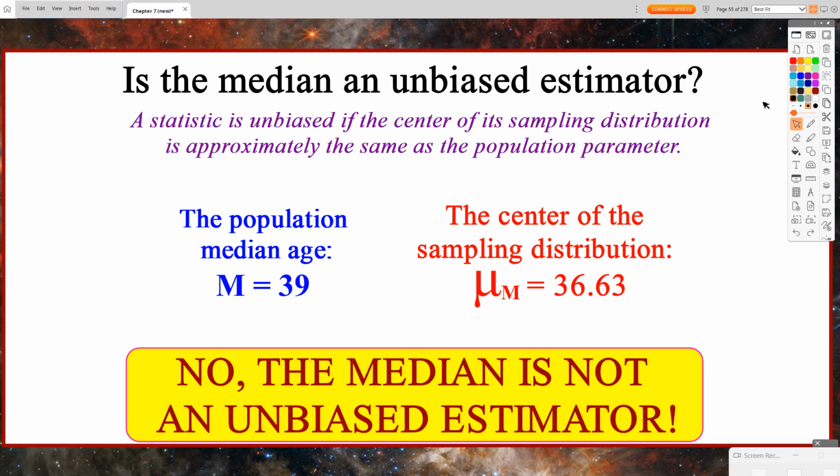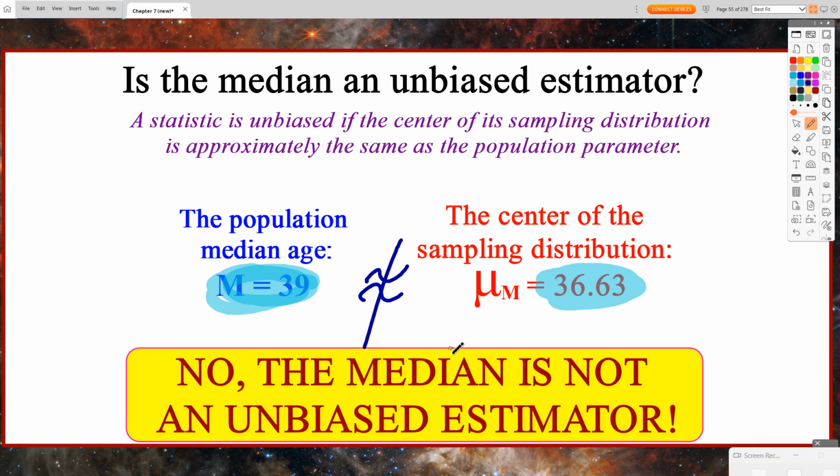So, is the median an unbiased estimator? Well, the center of the sampling distribution is 36.63 years old. And the true population median age is 39 years old. Are these approximately the same as each other? Now, some people would go, these are close enough. We're less than 3 years apart from each other. But they really have to be very close to each other. So I would not say that these are approximately the same. So the median is not an unbiased estimator. So the sample median is not a good estimator of the population median.